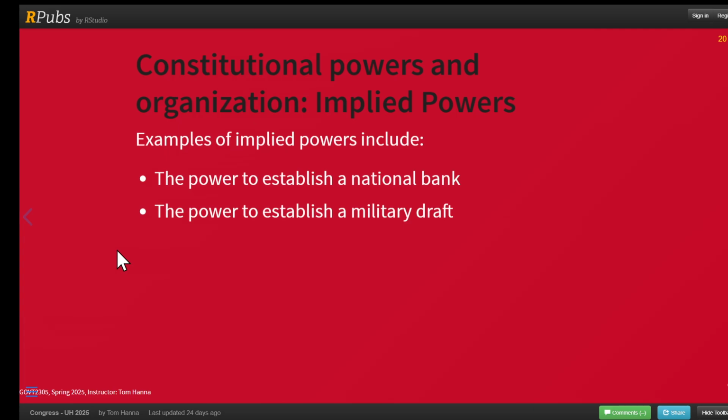Actually, I'm going to back up. What about an example of something that's not so obviously implied? So the Commerce Clause gives Congress the power to regulate commerce between states, between Missouri and Texas, between Virginia and California. Congress has no power under the Constitution, or very limited power, to regulate commerce within states. Within Texas, that's up to Texas to regulate. Within Missouri, that's up to Missouri to regulate. Within Virginia, it's up to Virginia.